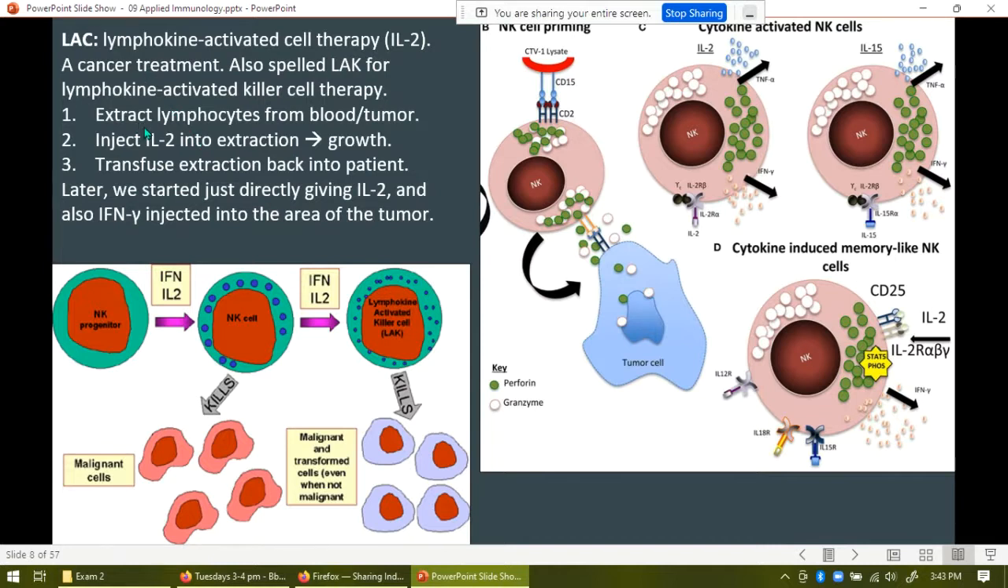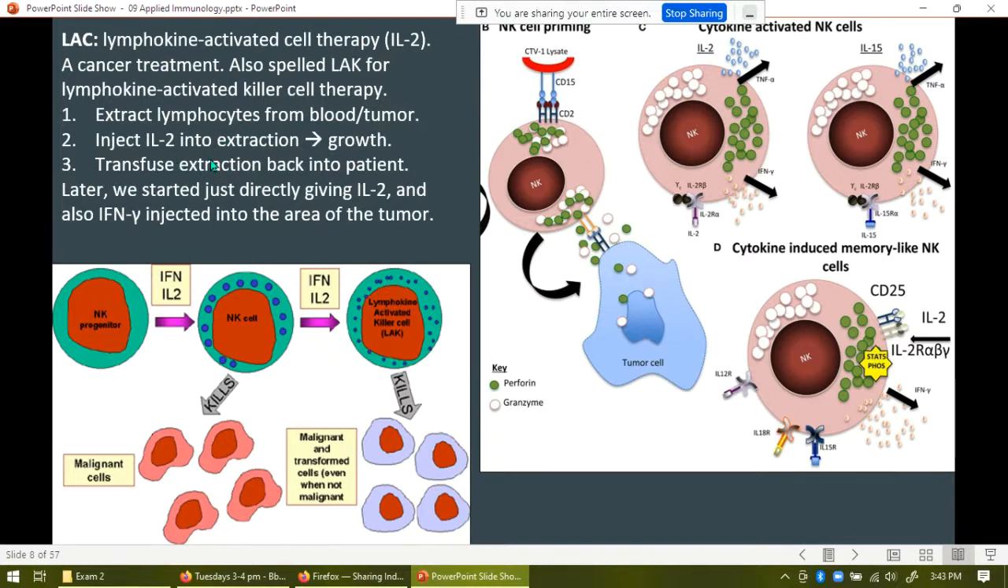The process worked like this. They would extract lymphocytes from blood or from the microenvironment surrounding a tumor. They would inject IL-2 into that extraction. So they would stimulate the lymphocytes with IL-2. That would cause those lymphocytes to grow. And then they would transfuse the lymphocytes back into the patient.